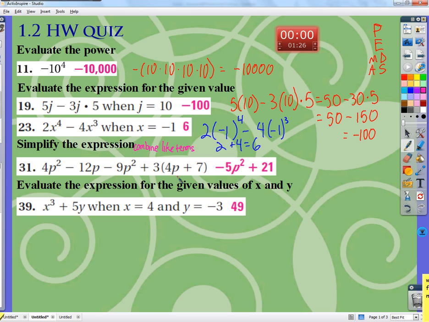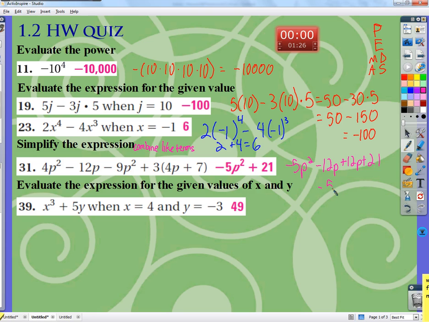If I combine 4p squared with negative 9p squared, what will I get? Negative 5p squared. And then we'll leave minus 12p. It doesn't have any like terms quite yet. Distribute the 3. So we get what? What do we get? We distribute that 3? 12p. Plus 21. Good. Don't forget to take the 3 all the way through. Multiply it by 7.